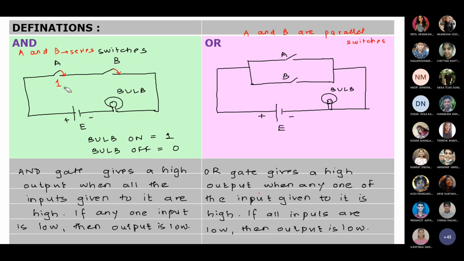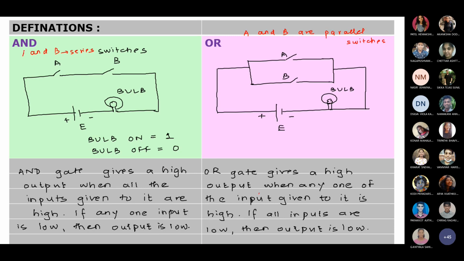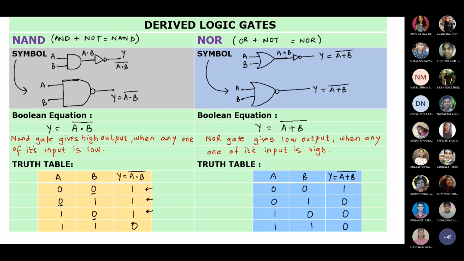So that's the electrical definition of AND and OR, which I purposely wanted to show you so that you can visualize it. Then the next two gates we are going to learn are derived logic gates. Okay, they are derived logic gates, meaning they are derived from your basic logic gates. So the first of them is NAND and the second is NOR.